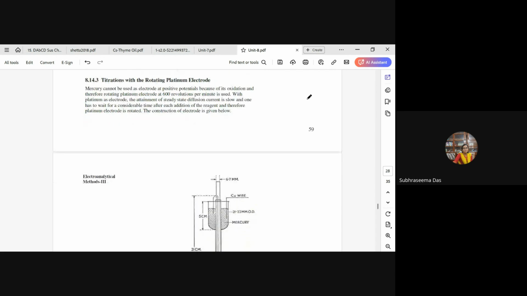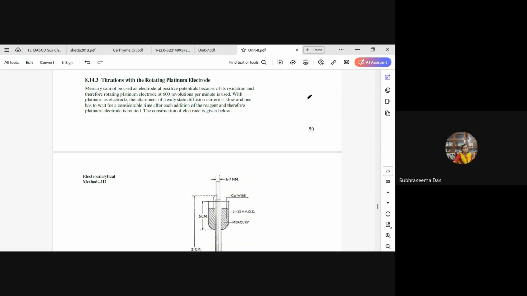Then coming to titrations with the rotating platinum electrode. Mercury cannot be used as an electrode at positive potentials because of its oxidation, and therefore rotating platinum electrodes have been used. When platinum is used, the achievement of steady state diffusion current is slow, and one has to wait for a considerable time after the reagent is added.